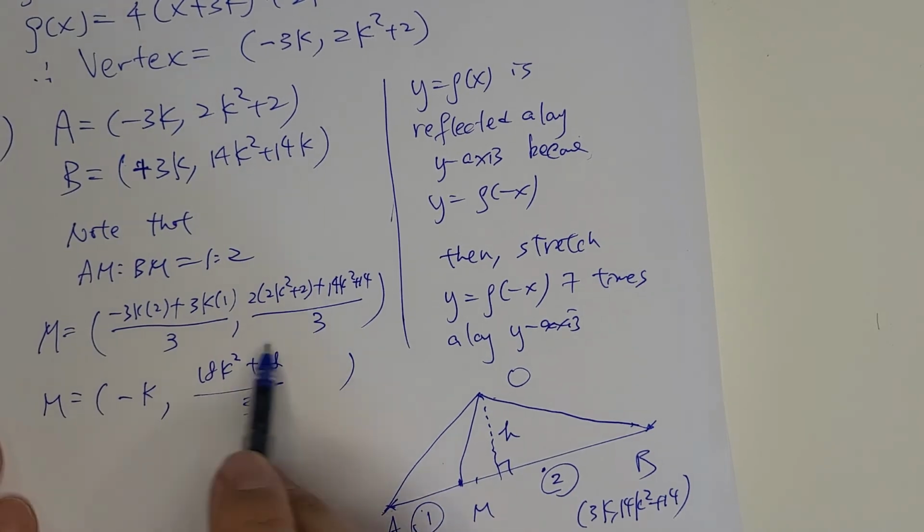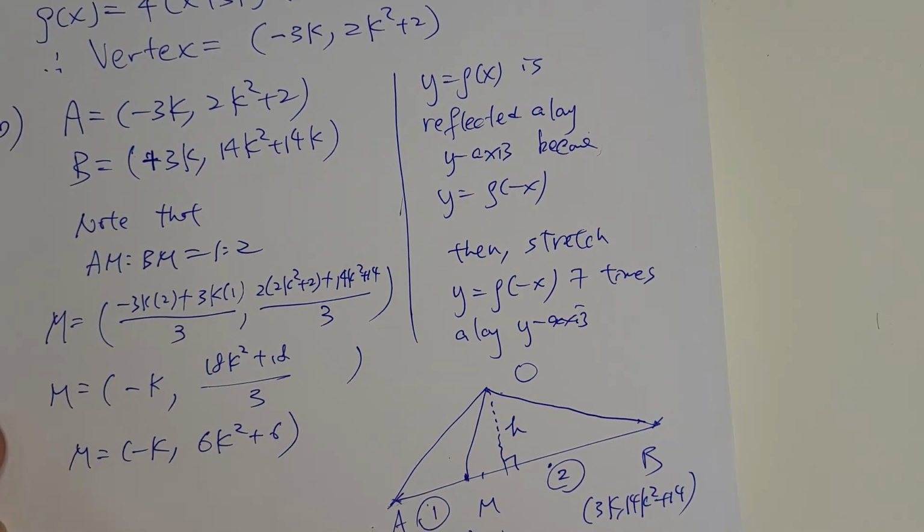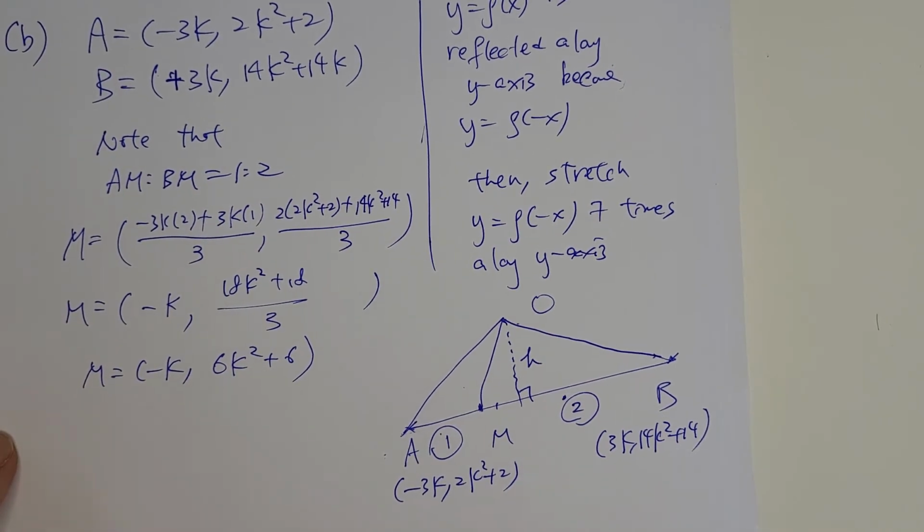And therefore, you can further simplify this one. That's negative k, comma, 6k squared plus 6. And that is the coordinate of M. So that's the end of question number 4.